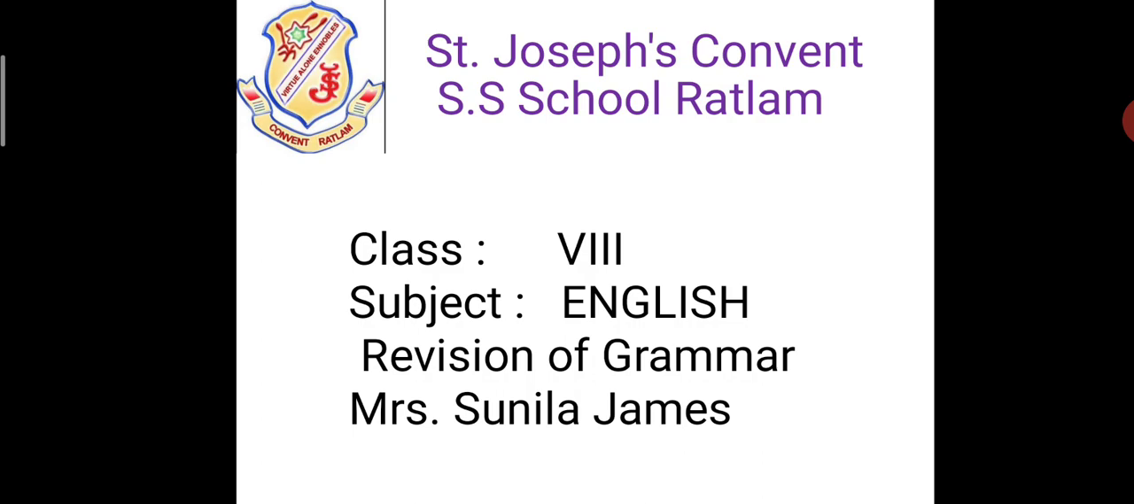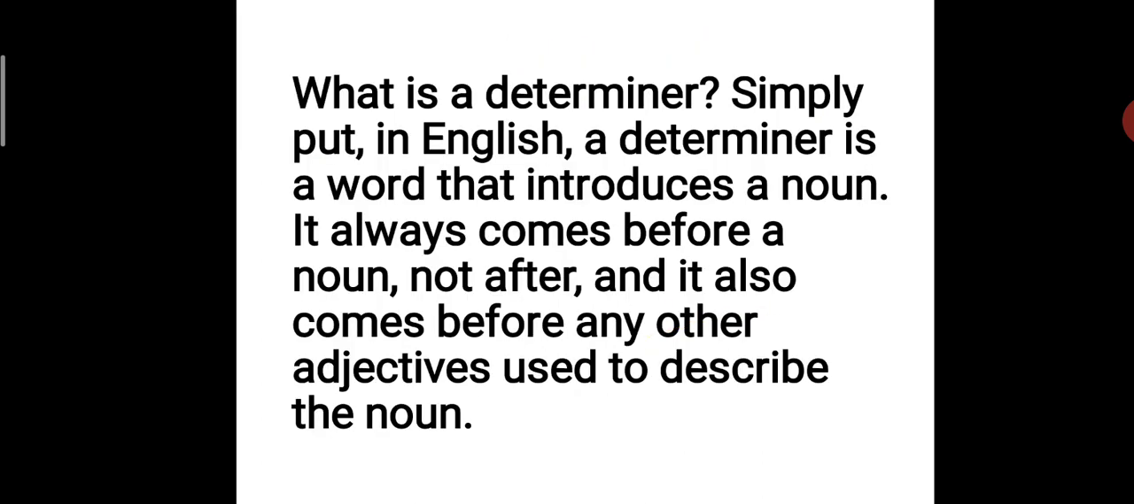Now this is the video on determiners. What is a determiner? A determiner is a word that introduces a noun. It always comes before a noun. That is, the condition is that it comes before a noun, not after, and it also comes before any other adjectives used to describe a noun. That is, two conditions are there: before a noun, not after. The second condition is that it comes before any adjective describing the noun.